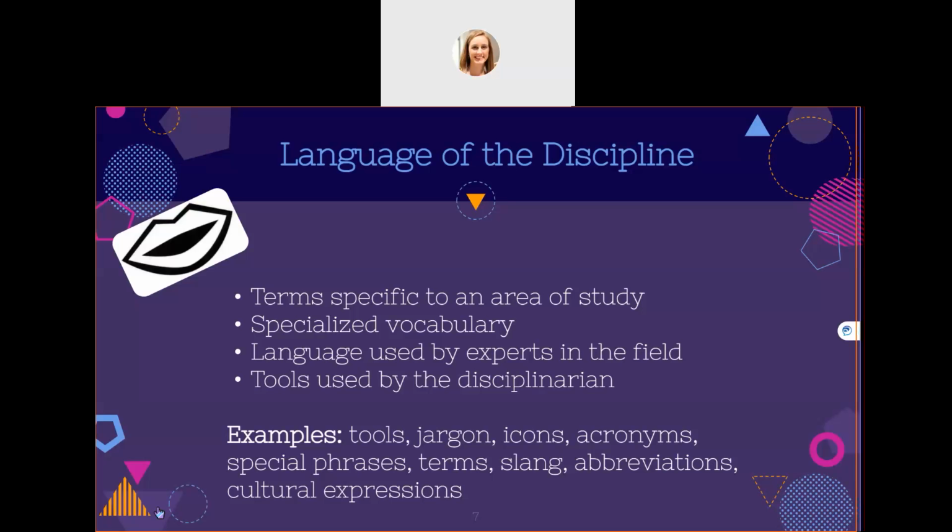So language of a discipline can be the terms that are specific to an area of study, tools used by a disciplinarian. It can include tools, jargon, acronyms, special phrases, abbreviations, and even cultural expressions.